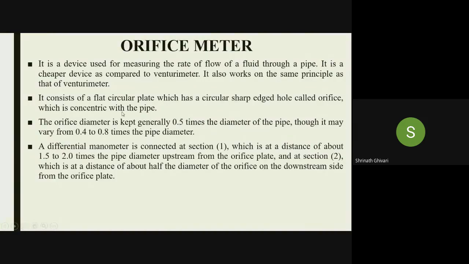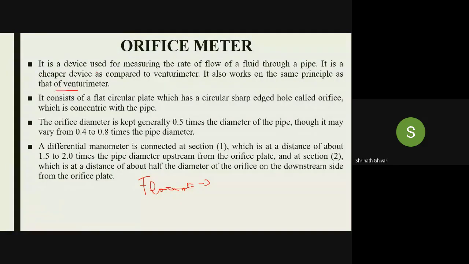So, an Orifice meter. I have told you that there are three devices we are using to calculate the flow rate: the Venturi meter, the Orifice meter, the pitot tube, and one more, notches and weirs. Okay, so we will go with the next flow measuring device, that is the Orifice meter.